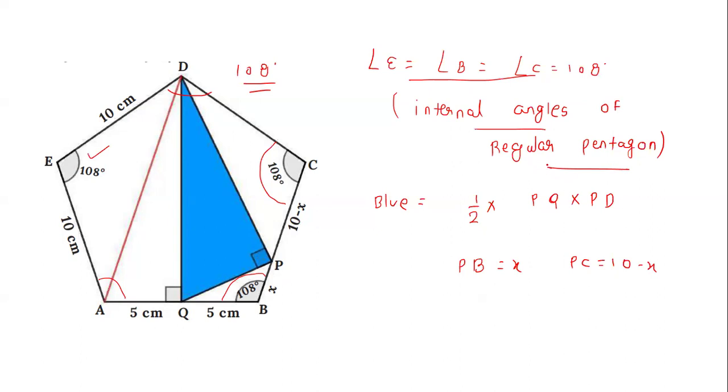So what we need to find the area of the blue triangle? We need this length PQ and this length PD. If we know these lengths, then the area of the right angle triangle is simply half times base times height, so half times PQ times PD. Let's assume this point is P.